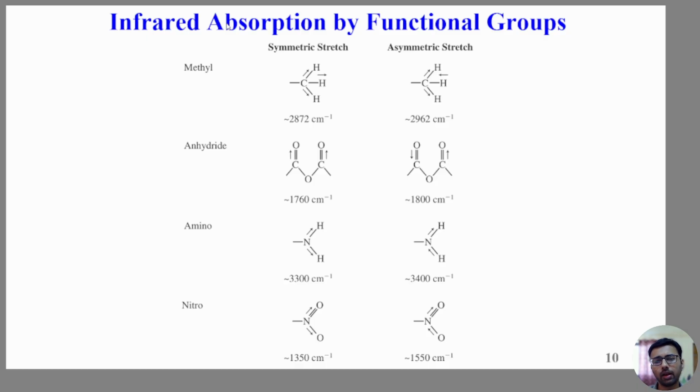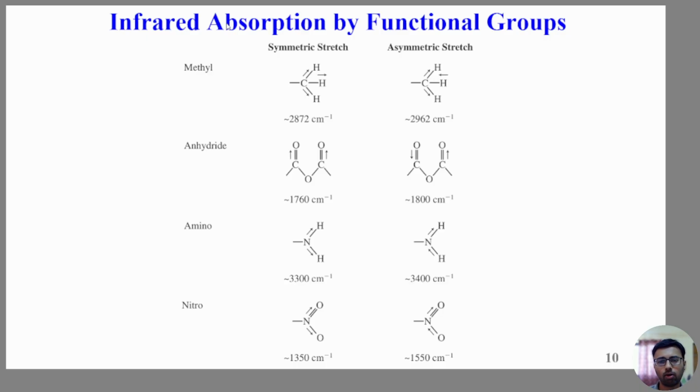Another classic example is the nitro group, that is NO2. The nitro group produces two strong IR absorptions. The symmetric stretching vibrations occur around 1350 cm⁻¹, whereas the asymmetric stretching vibrations occur at 1550 cm⁻¹, with a gap of nearly 200 cm⁻¹. These two peaks together form a very characteristic pattern. When you see this pair of absorptions, it strongly suggests the presence of a nitro group in the molecule.